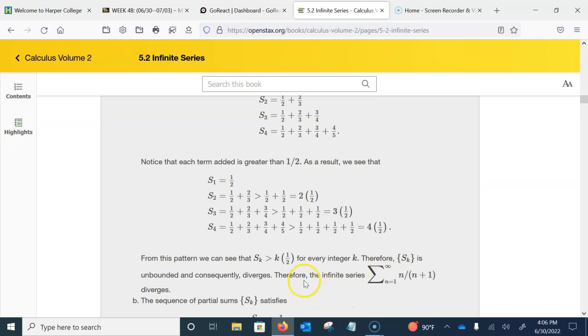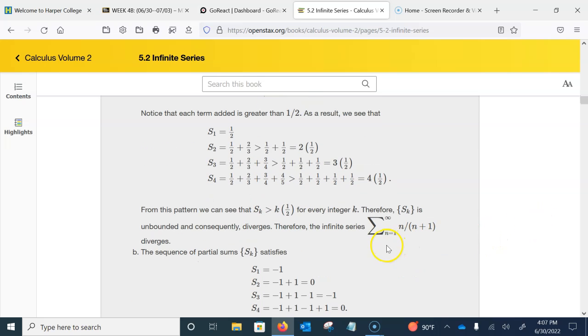Okay. So therefore, we can conclude that the limit of these unbounded partial sums would be infinity, right? So if I took the limit of S sub k, it's bigger than k times 1/2. So the limit of S sub k as k goes to infinity is bigger than, well, arbitrarily large k times 1/2. This thing is divergent. So therefore, the series of the terms n over n plus 1 diverges.